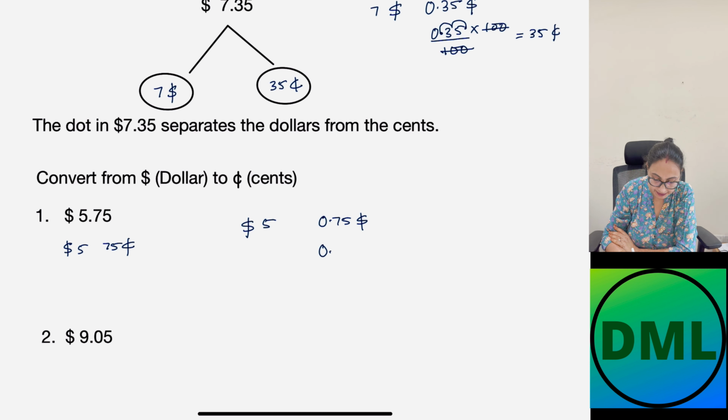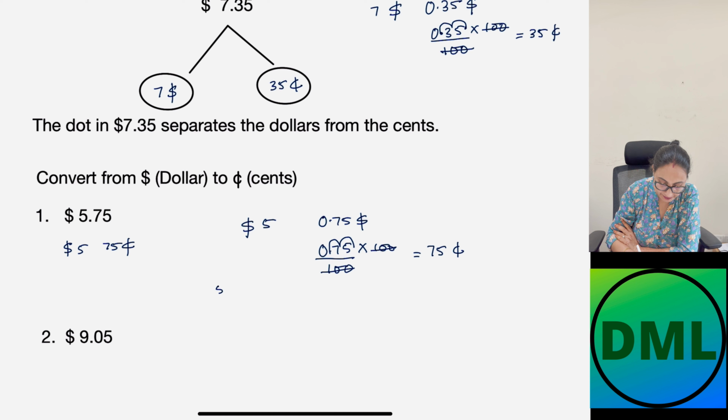So this will be multiplied by 100. I am moving this decimal 2 units right. That means I am writing 100 in the denominator. 100 will get cancelled from here and this will be 75 cents. So my answer will be $5.75. Let's see the next example here.